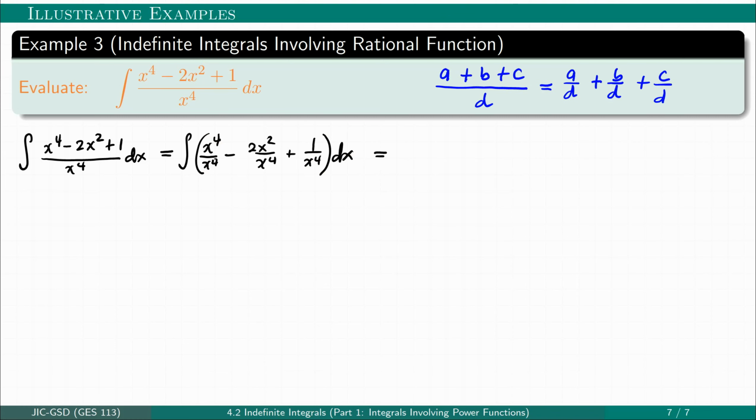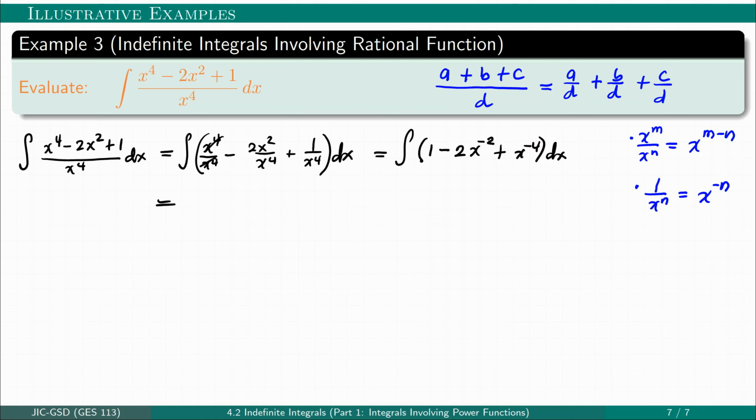And we can rewrite this further as the integral of x to the 4th divided by x to the 4th, which will be 1, minus, recall the law of exponents, x to the m divided by x to the n will be equal to x to the m minus n. So this will be minus 2, well, the power 2 minus 4 will give us negative 2. So this will be x raised to minus 2 plus. Also, we have a rule that says if you have 1 over x to the n, this will be x raised to minus n. So the third term will be x raised to minus 4 dx.